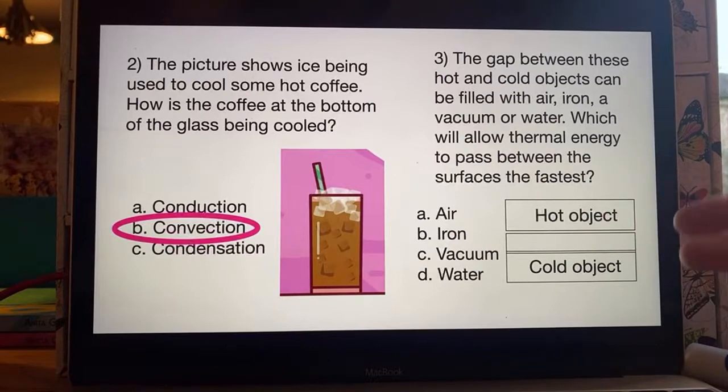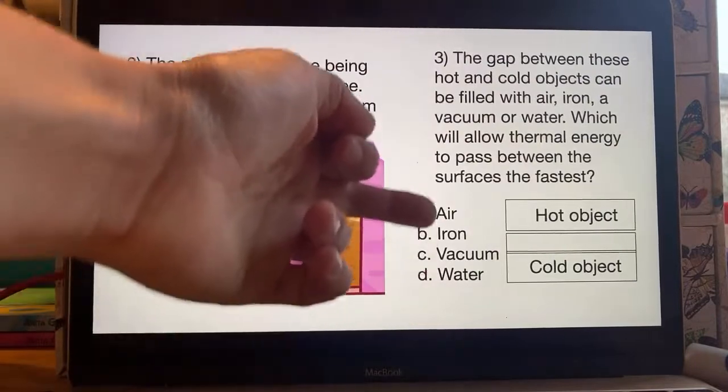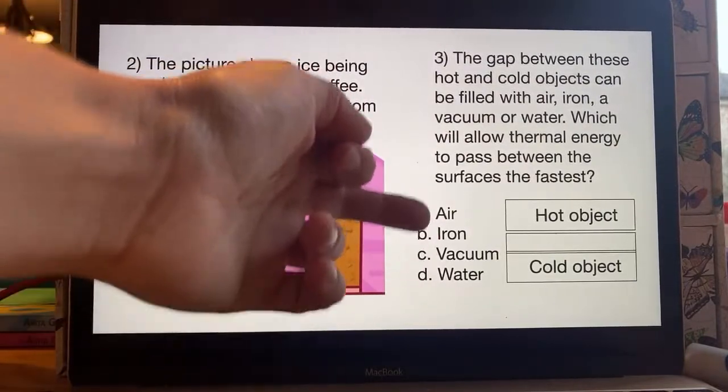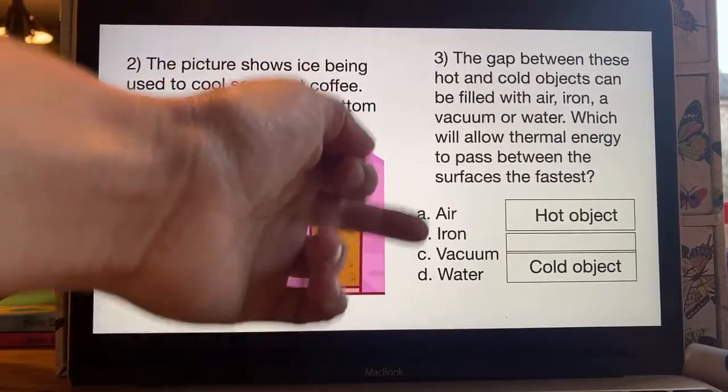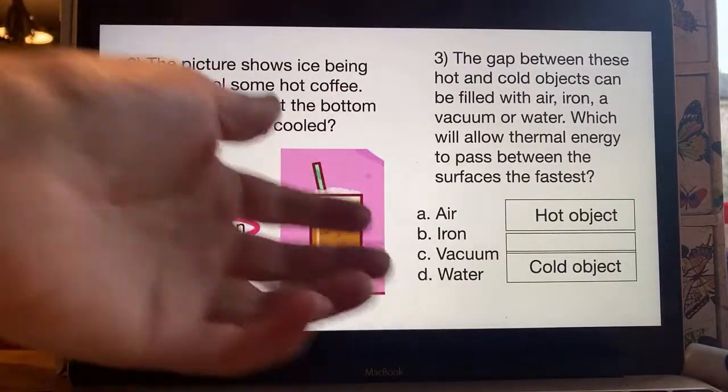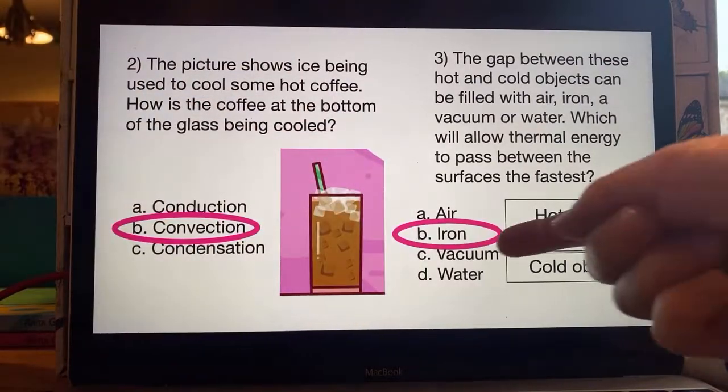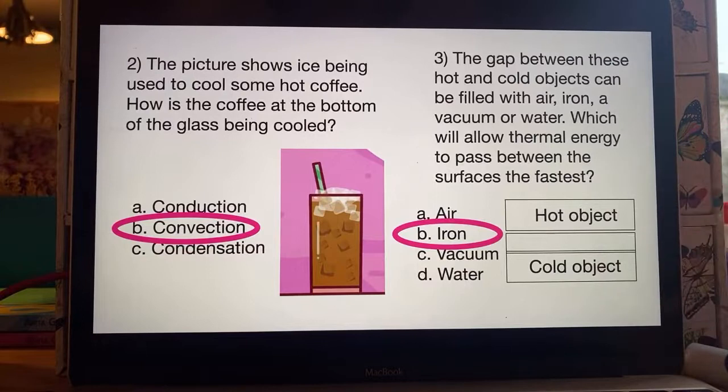And finally, the gap between these hot and cold objects can be filled with air, iron, a vacuum, where there are no particles, or water. Which will allow thermal energy to pass between the surfaces the fastest? Well, it's obviously not air, and it's not a vacuum, because those are both good insulators. They hardly let heat pass through them at all, we learned last week. Water's a liquid. It's not a terribly good conductor. It's going to be iron, which allows energy to pass quickly between them.